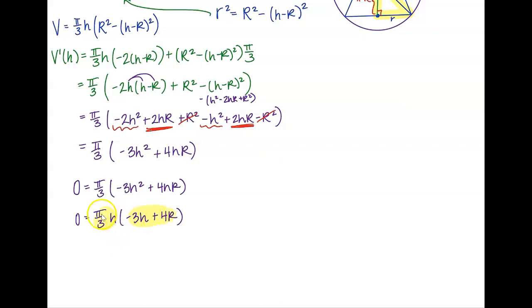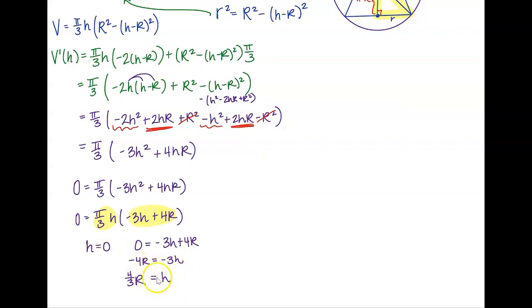When I factor, I create a product. I could set each of these equal to 0. So I end up getting h is equal to 0. And then here, if I set negative 3h plus 4R equal to 0, I'm solving for h. So I'd get negative 4R equals negative 3h. So h is equal to 4/3 R. Okay, so this is my critical value. Well, technically, there's two critical values, right? 0 and 4/3 R, which remember is a number because R is some fixed value.